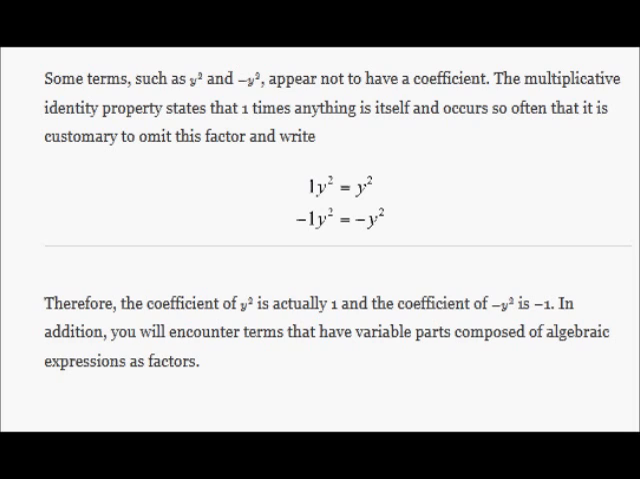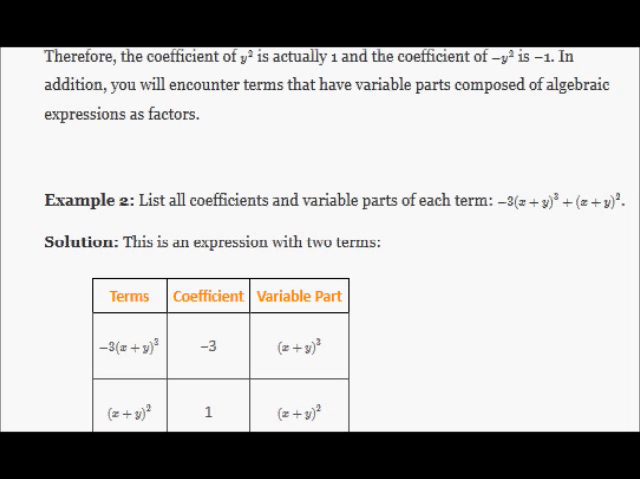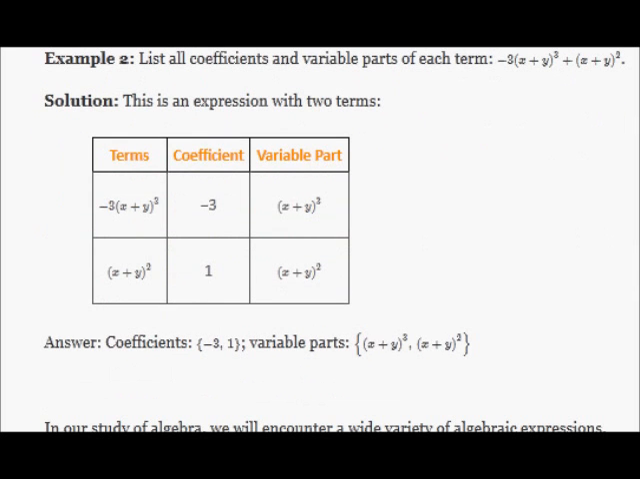You'll also encounter terms that have variable parts composed of algebraic expressions as factors, and we'll talk about that in a second. So, list all the coefficients and variable parts of each term.